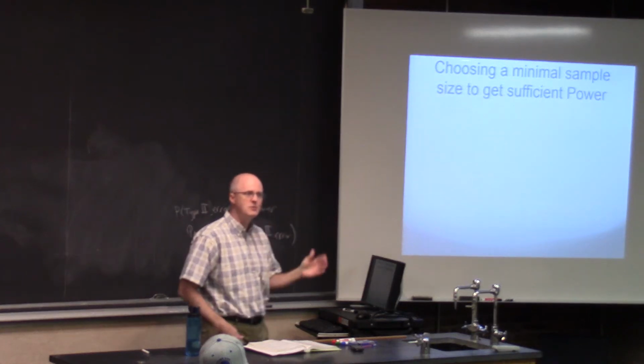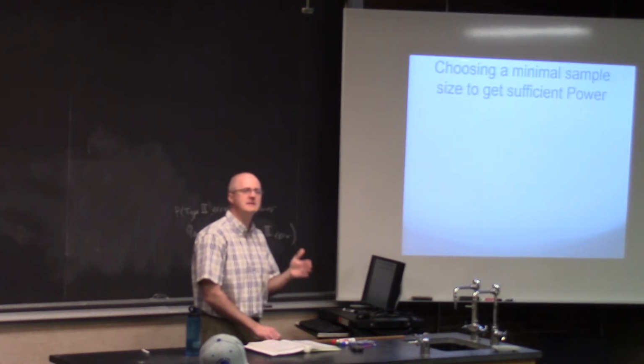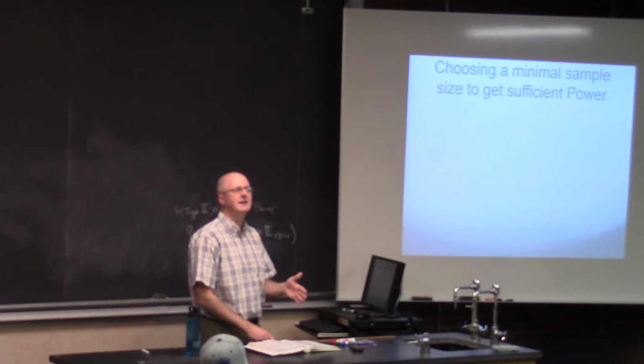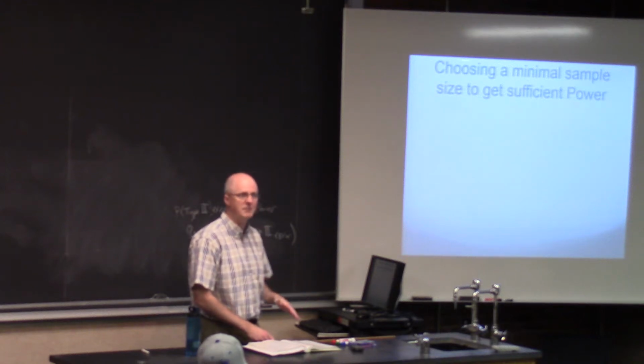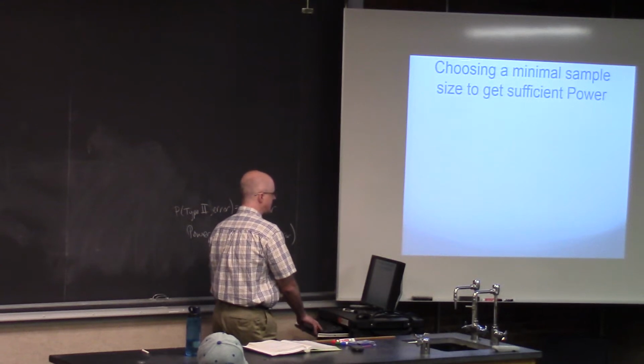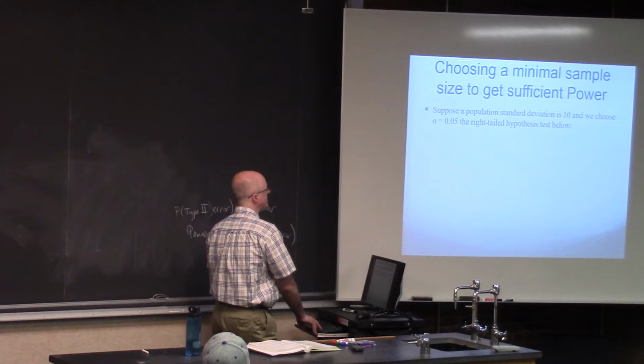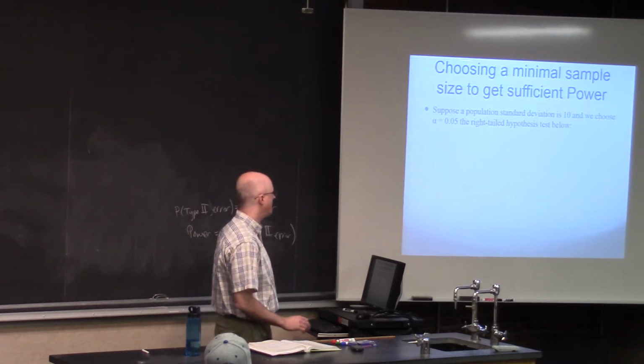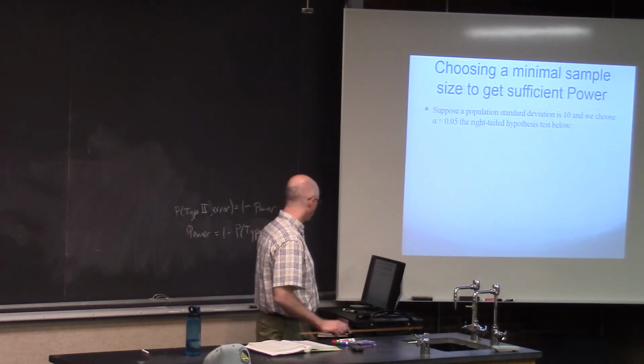Where is power used? Okay? Power is typically used in choosing a sufficiently large sample size to make sure your power is high enough. Choosing a minimal sample size to get sufficient power. Here's the situation. Suppose the population standard deviation is 10 and we choose alpha to be 0.05 for a right-tailed hypothesis test.